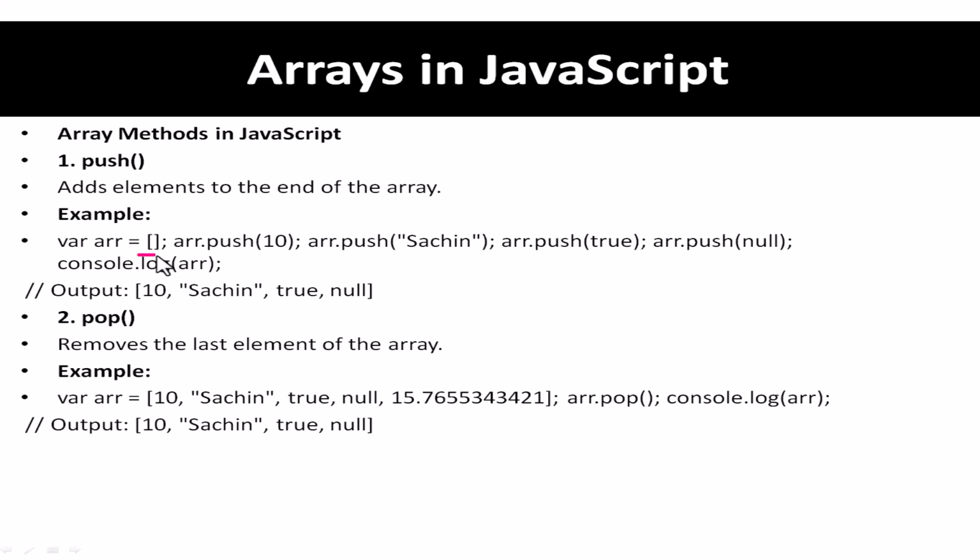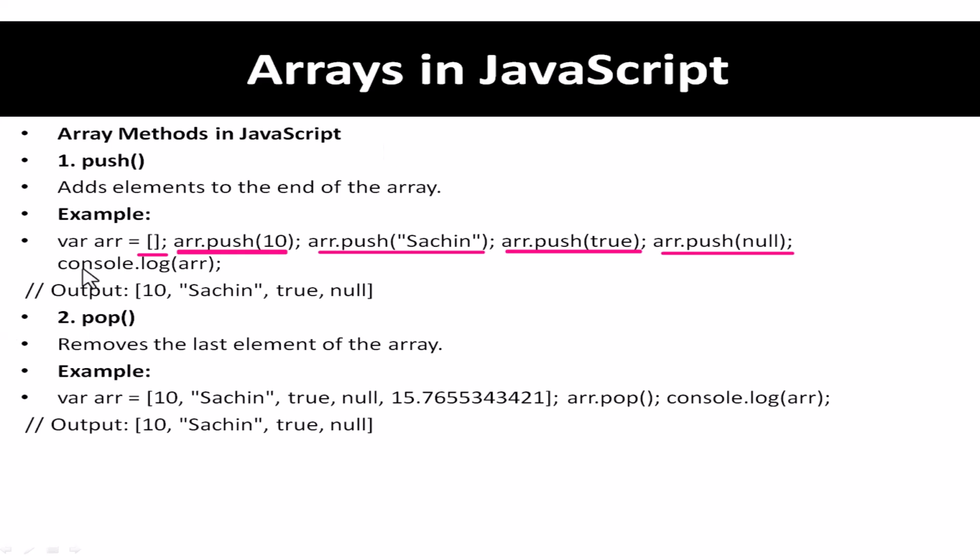Here I have declared an empty array. The array is empty. Now I am going to push 10, and I want to push the string Sachin, and I want to push, whether it is allowed, true, a boolean. So array dot push null.